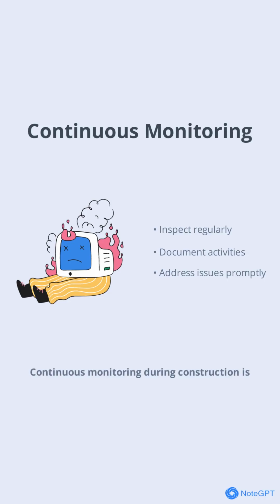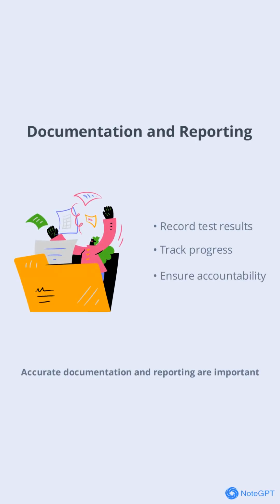Continuous monitoring during construction is essential for maintaining quality and safety. This includes regular inspections, testing, and documentation of all activities. By keeping detailed records and addressing any issues promptly, you can ensure that the project stays on track and meets all requirements.